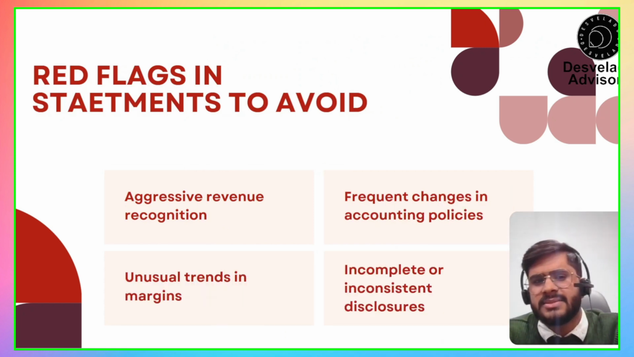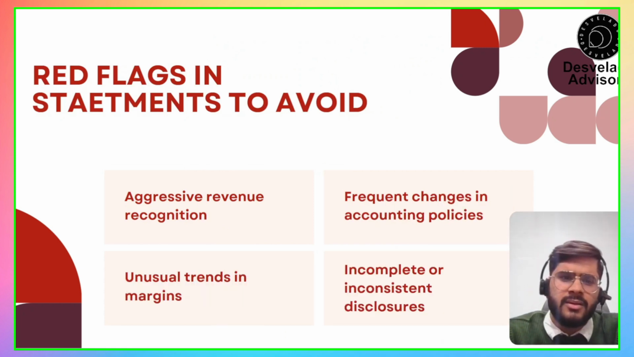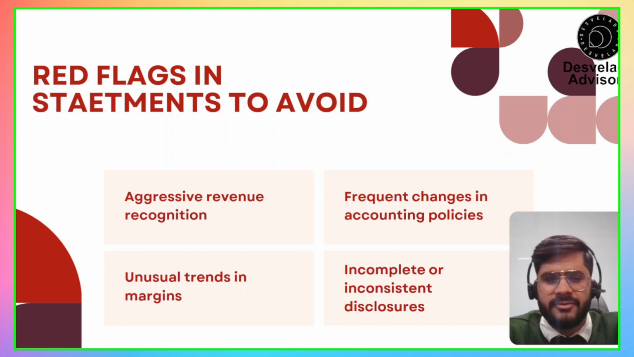And now the red flags and statements to avoid are these basic 4 points. If the company is aggressive in revenue recognition and changes their accounting policies very frequently, it is a very big red flag, and there is some earnings management present in the company.